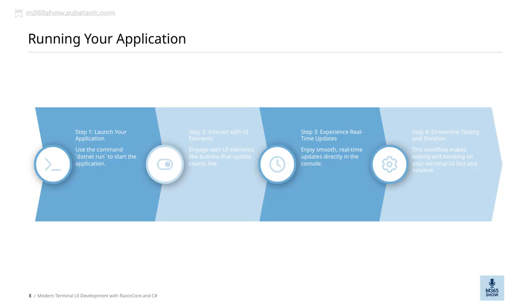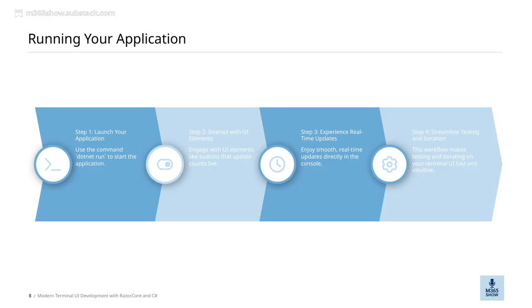This workflow is designed to make testing and iterating on your terminal UI both fast and intuitive. As you develop, you'll want to see your changes in real time without a lot of hassle. That's where this process comes in. First, you launch your application with the command dotnet run. Once it's running, you can interact directly with UI elements like buttons, which will update counts live, giving you immediate feedback. This real-time interaction is key to refining your UI efficiently.